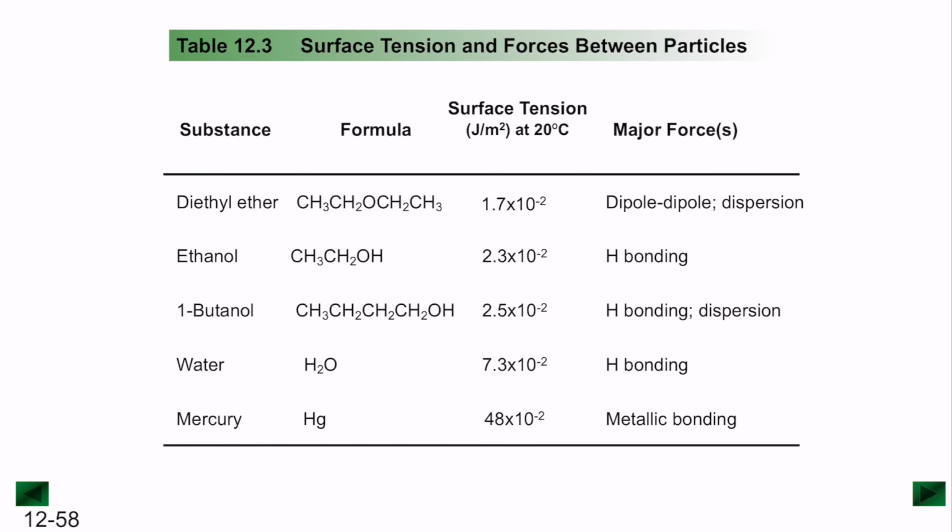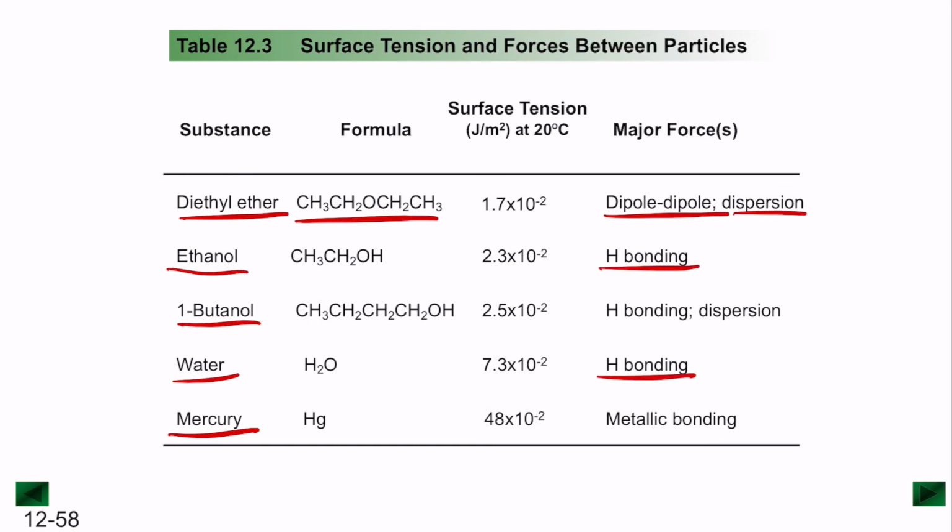So among molecules, you have diethyl ether, ethanol, 1-butanol, water, and mercury. Diethyl ether has dipole-dipole and dispersion forces as the major forces resulting in surface tension. For ethanol, it's hydrogen bonding. For water, it's also hydrogen bonding. For 1-butanol, it's both hydrogen bonding and dispersion. For mercury, it's metallic bonding.